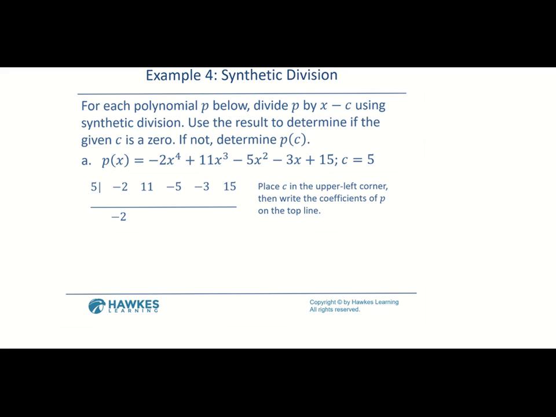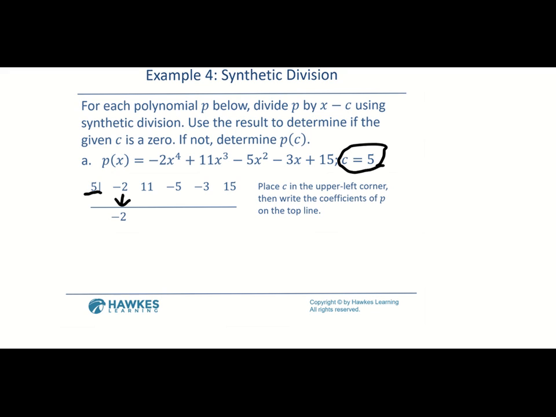Now we're going to divide negative 2x to the 4th power plus 11x cubed minus 5x squared minus 3x plus 15. And here they're telling us c is 5. So they are giving us the c value. It would have been x minus 5 because that's what it gives us, positive 5. So here's our box. They wrote out the coefficients, negative 2, 11, 5, negative 5, negative 3, and 15. Bring down your negative 2.